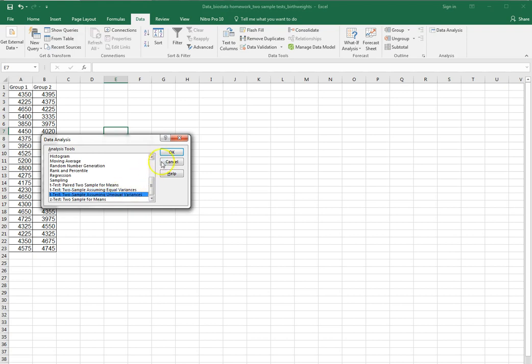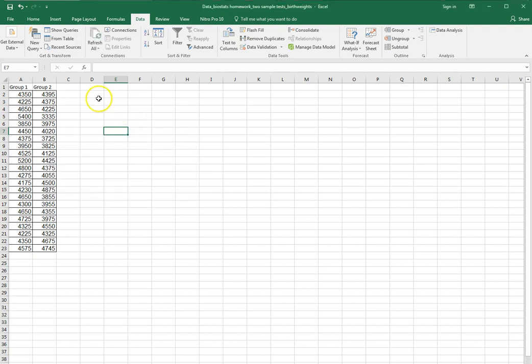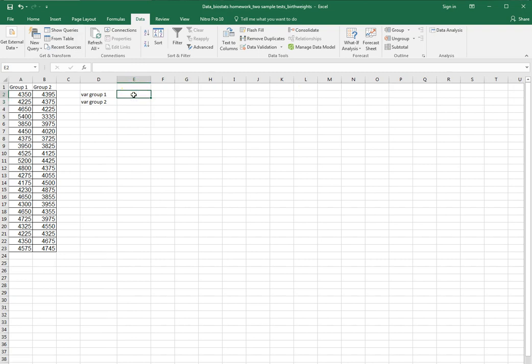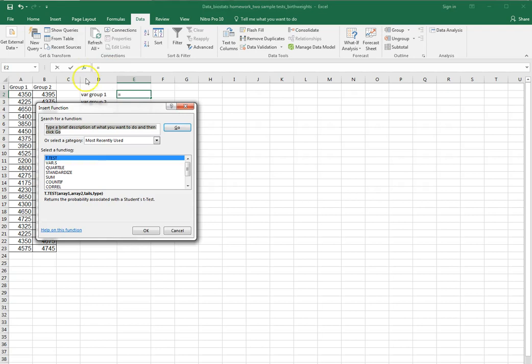Well, to answer that, I need to figure out the variance. So let's back up a step and figure out the variance for each group. And I'm just typing this in here to help keep me on track with what I'm doing so I don't look at this and forget what those numbers are. So I'm going to do this with the function. So I'm going to insert function. And it's showing up because I've used it recently. Otherwise, you would just search here for it.